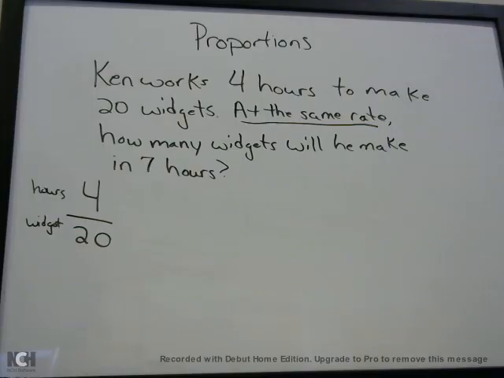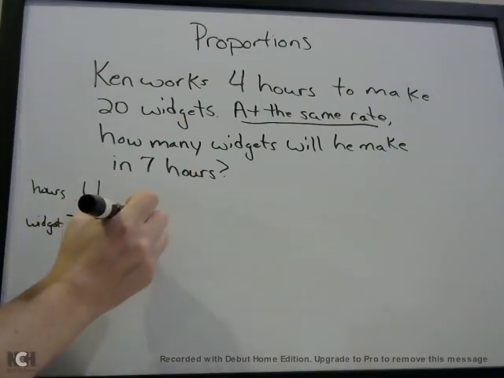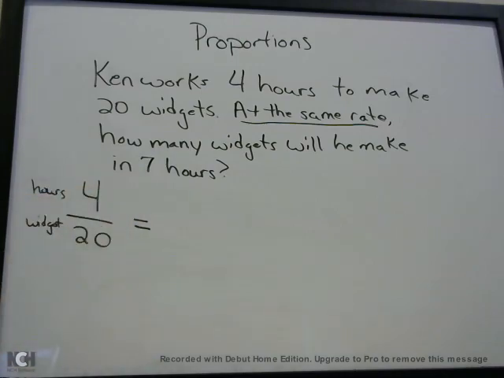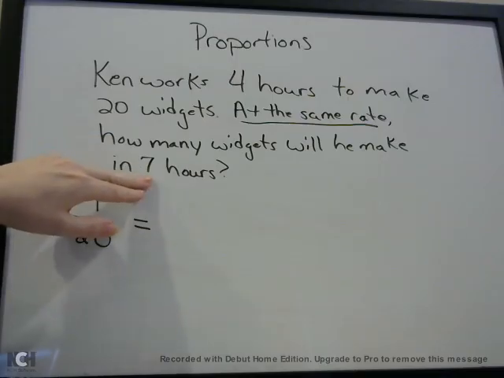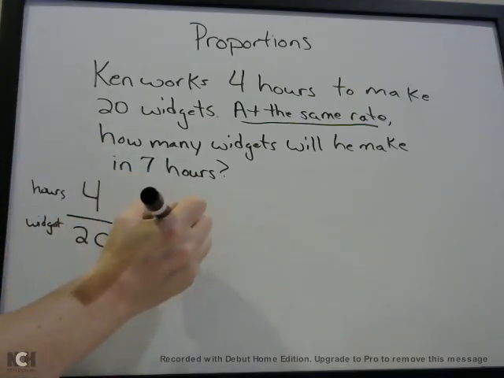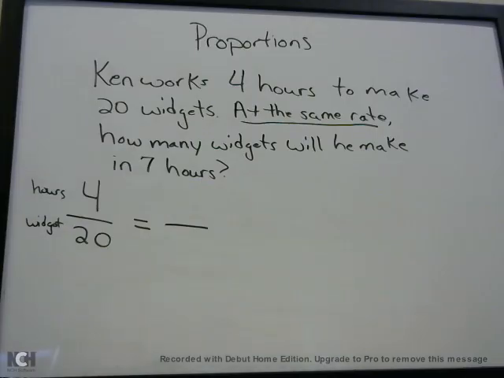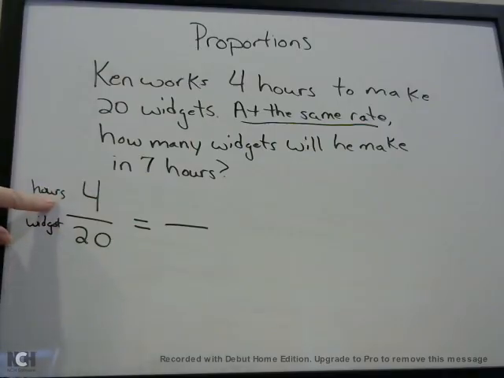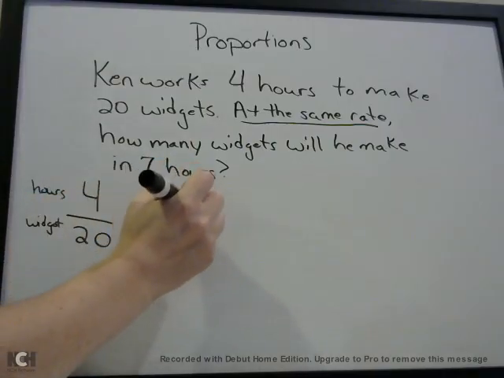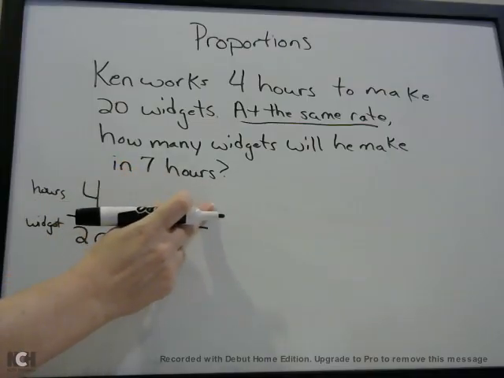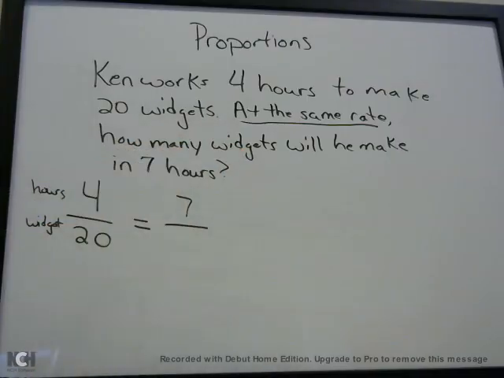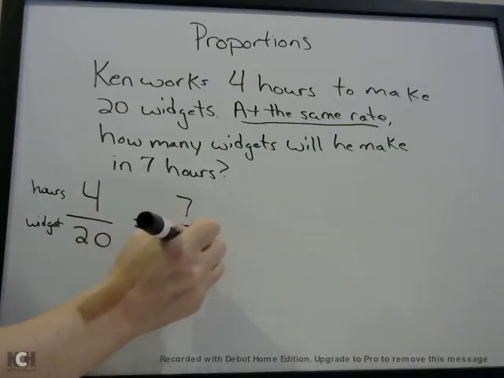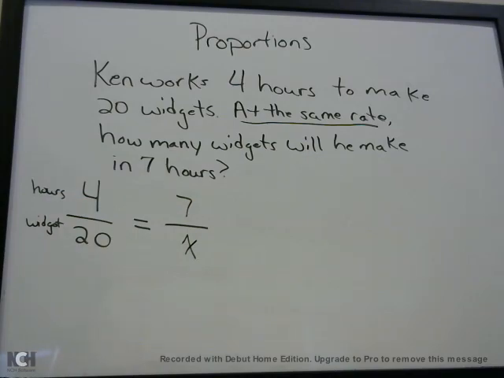Remember, in a proportion, this has to be equal to another ratio. What is that other ratio? Well, how many widgets will he make in 7 hours? So we're going to set up our ratio or our fraction. In this part of the question, we have 7 hours. Remember, we put hours in the numerator. So on this side, we have to put 7 hours in the numerator. And we're trying to figure out how many widgets. Because we don't know, we're going to make that x. And we're going to solve for x. That's the answer to this problem.